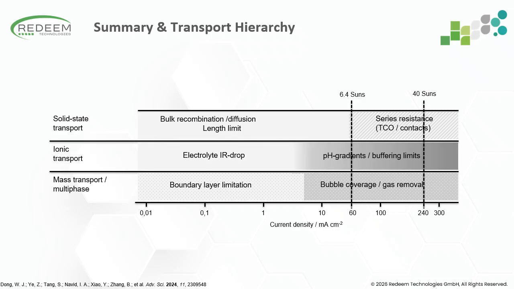So to summarize, increasing the photon flux shifts the limiting transport processes from the semiconductor towards the electrolyte and finally into the gas phase. This means there's no universally optimal PEC reactor. A reactor designed for one sun operation is not necessarily suitable for concentrated sunlight, because the dominant engineering challenges fundamentally change. The following section therefore focuses on how operating parameters such as pressure and temperature can be tailored to match the intended operating regime.